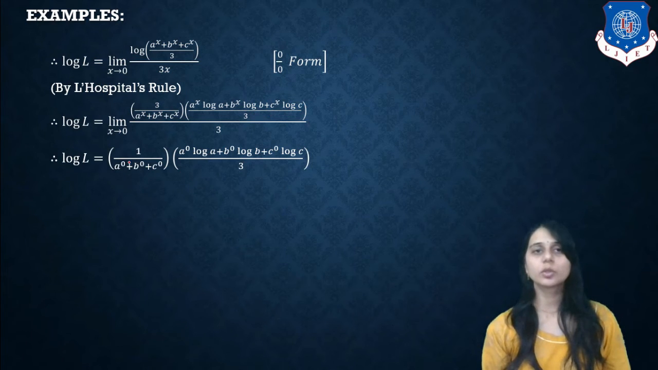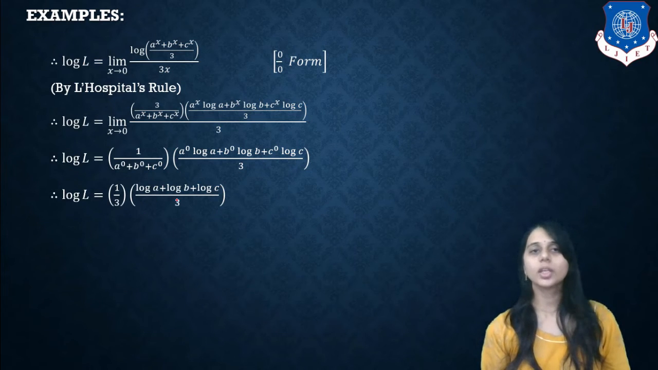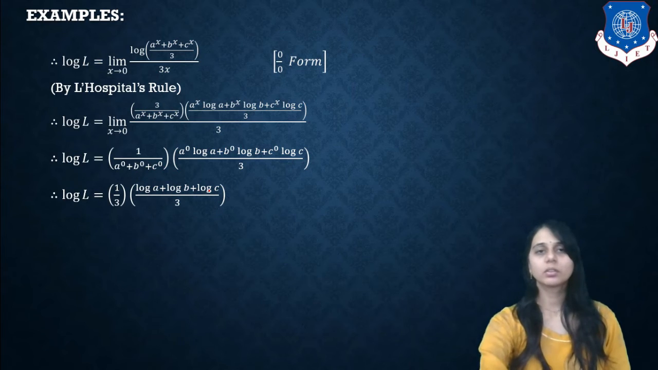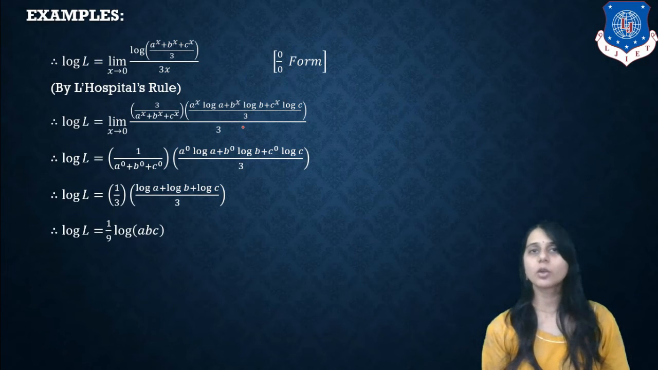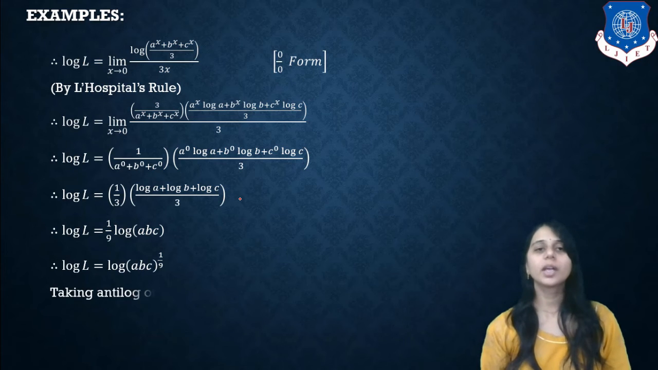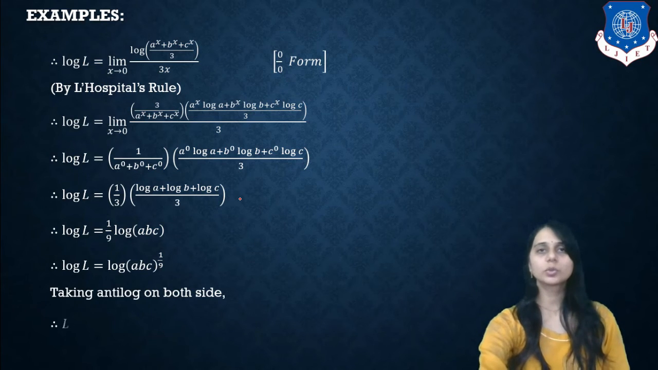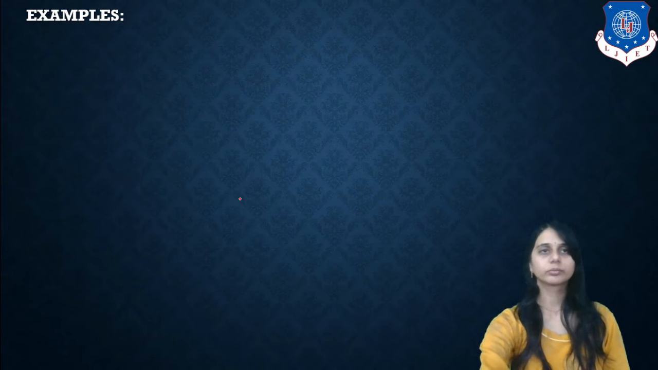Applying x tends to 0, we get a^0, b^0, c^0, which are all 1. So it is a^0 log a + b^0 log b + c^0 log c, so it is 1 by 3 log(abc). It is 1 by 9 log(abc). Removing the log on both sides, we get L equals (abc)^(1/9).